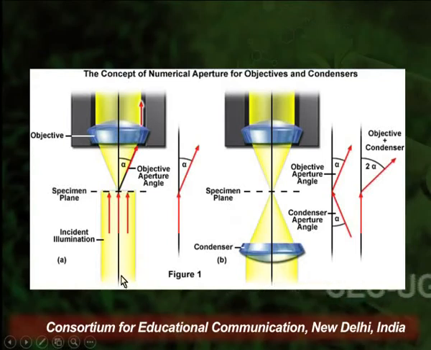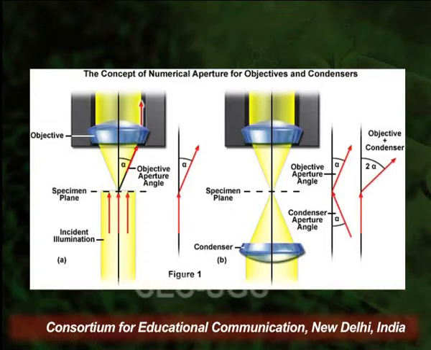We can understand the concept of numerical aperture for objective and condensers with the help of these diagrams. This is the path through which an incident light is coming, and it passes through a specimen plane. Because of the physical nature of the specimen, the pathway of the light is hindered and it takes a different course. The angle of this different course is called the objective aperture angle, sometimes denoted as alpha. With this angle alpha, the light reaches the objective lens.